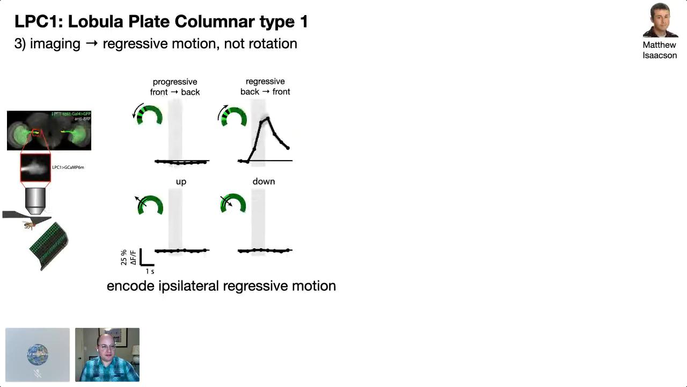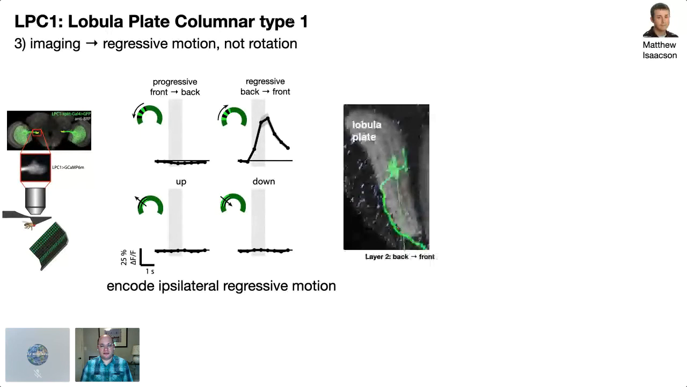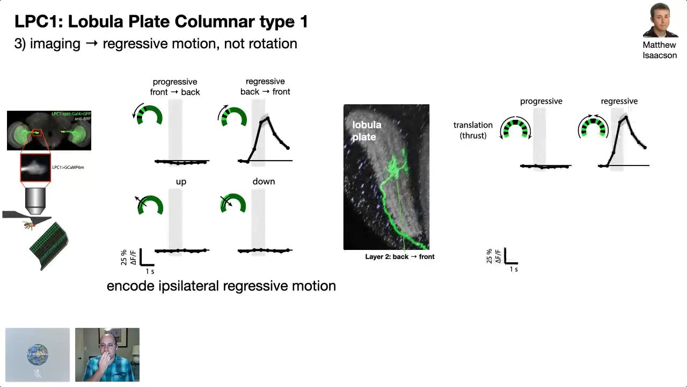Okay, so then we did some imaging from these neurons. So this was the work of Matt Isaacson in the lab. And as expected, if you do calcium imaging and just present ipsilateral stimuli, so record from the left side and show stimuli on the left side, as expected, these neurons are only selective to back to front motion, not to motion in any of the other directions. Again, consistent with the anatomy of the cell. But then it got more interesting.